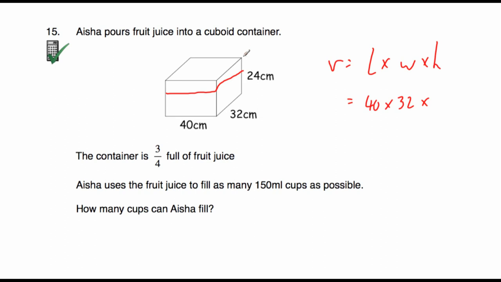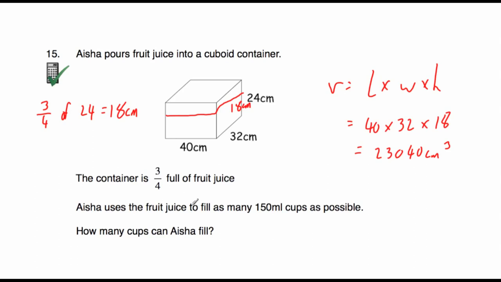Now it's not 24, that would be a full container. We're told the container is 3/4 full of fruit juice. So I'm going to work out 3/4 of the height. So we're going to work out 3/4 of 24. To find 3/4 of 24, we divide by the bottom and times by the top. So 24 divided by 4 is 6, and multiplied by 3 would be 18. So the depth of the fruit juice in the container would be 18 centimetres, not the 24. So we're going to do 40 multiplied by 32 multiplied by 18, and that would tell us the volume of fruit juice in the container. That is equal to 23,040 centimetres cubed.